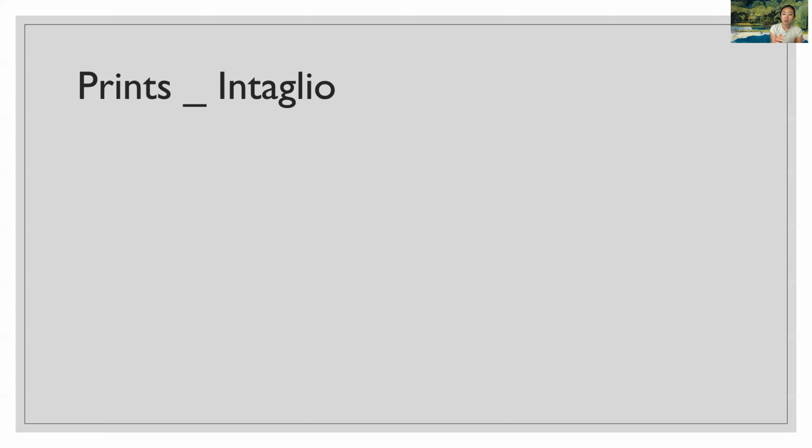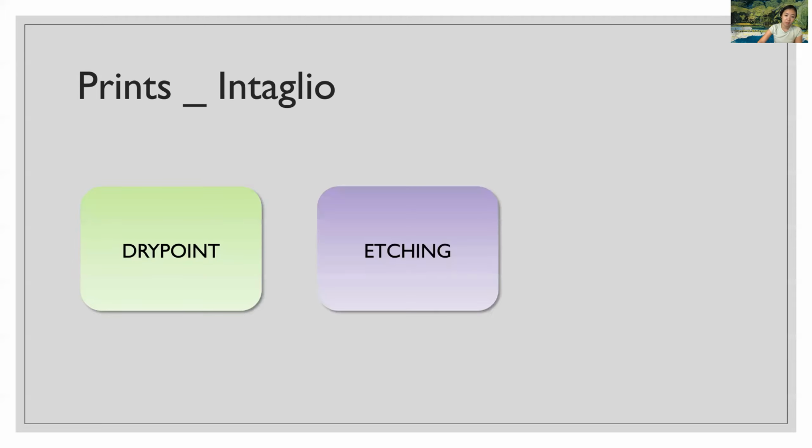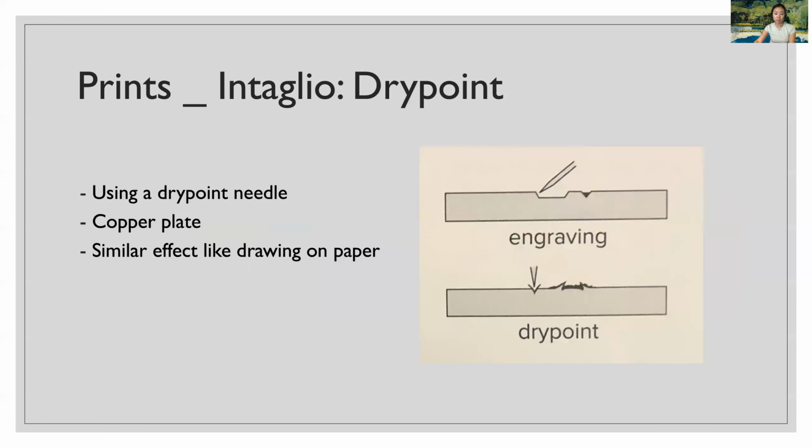So there are diverse types of intaglio, but we are going to see 3 intaglio printmaking techniques. The first one is dry point, the second one is etching, and the third one is aquatint. Intaglio is kind of hard to understand, so there are videos for each technique on this page. Please watch these videos for your understanding. So let's see dry point first, as one type of intaglio.